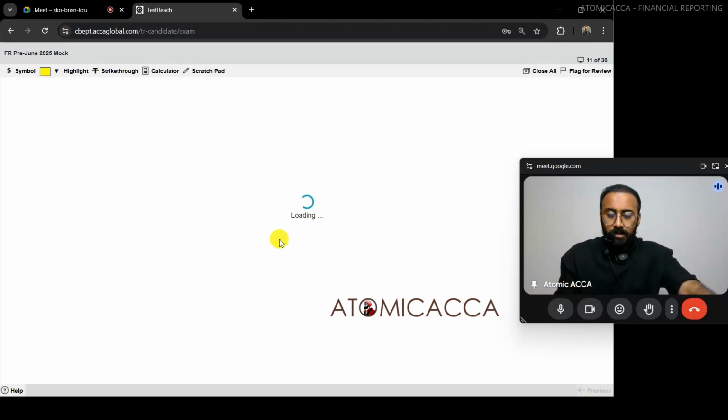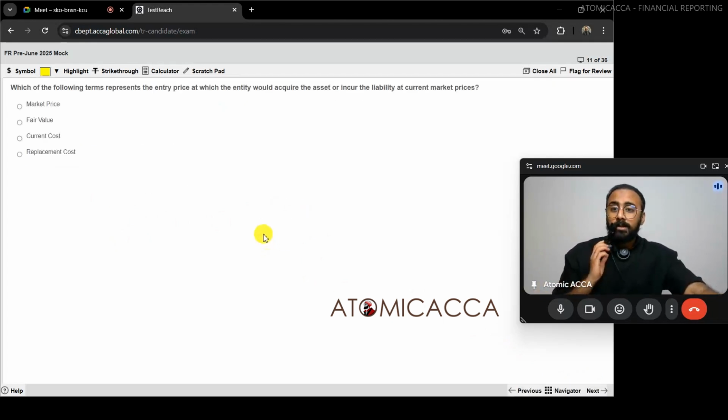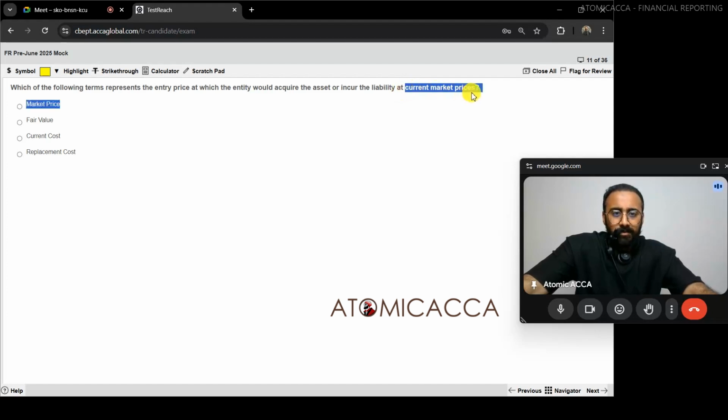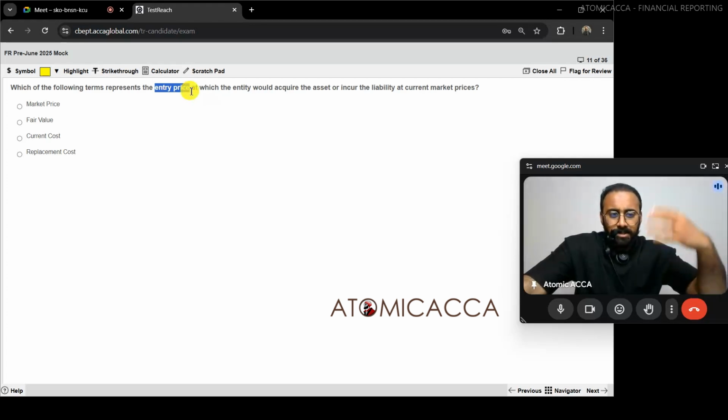So anyways, that's done. Which of the following terms represent the entry price at which the entity would acquire the asset or incur the liability at current market price? One indication given over here is this is a current market price. Second indication is this is an entry price. Now this is a very theoretical question, and if you have read the theoretical topics for these accounting standards, it's a very straightforward thing. Current cost is the one that you will have to use like an entry price.